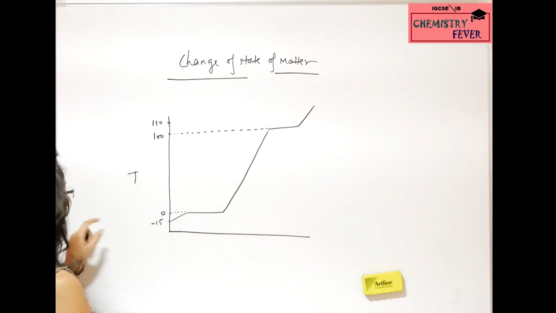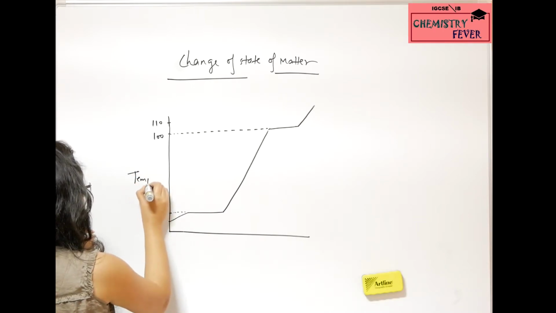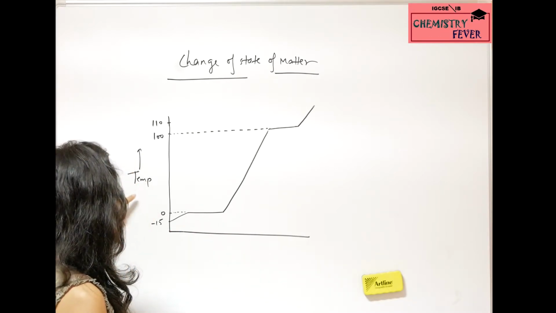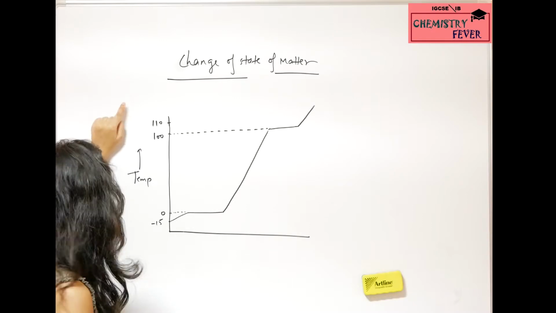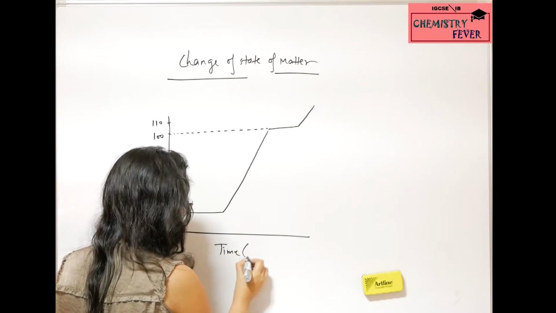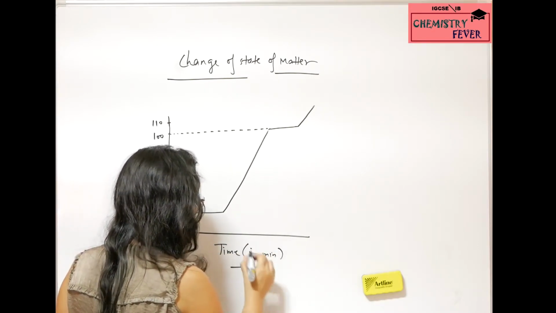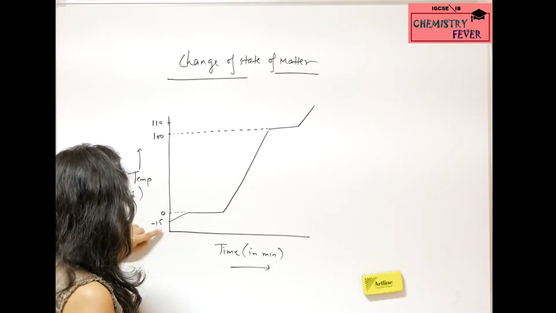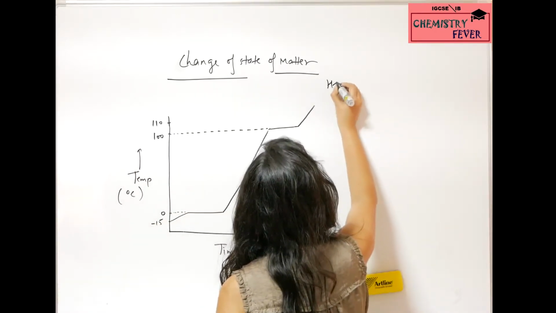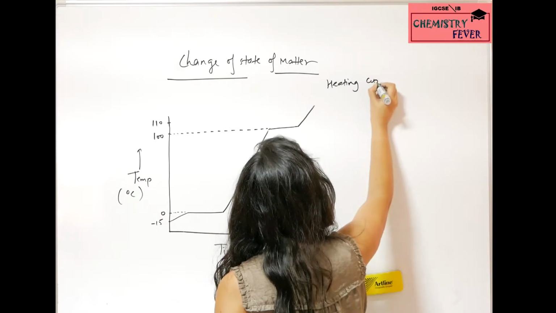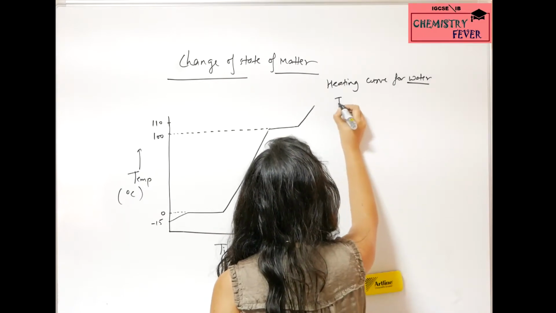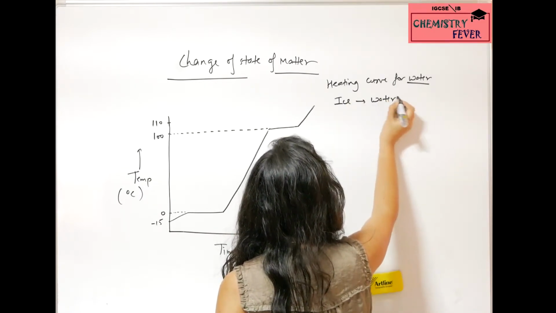Now see, I am taking a range of temperature. Temperature is increasing as we go from bottom to top, because we have to label the x and y axis. This is the y axis, and we are taking temperature in degrees Celsius. Here we are taking time, in minutes. Time is increasing from left to right. This is the lowest temperature that we have taken, minus 15 degrees, and we are making this heating curve for water. The transitions that you will see here are ice to water and water to steam.